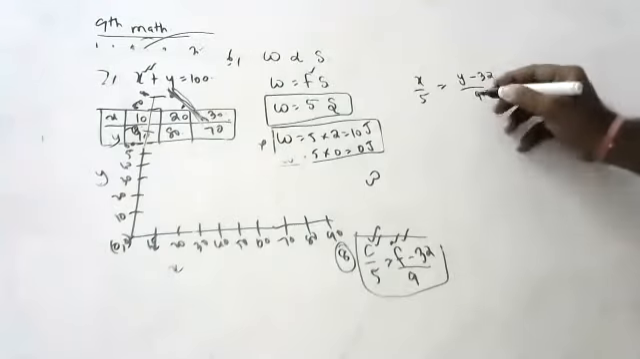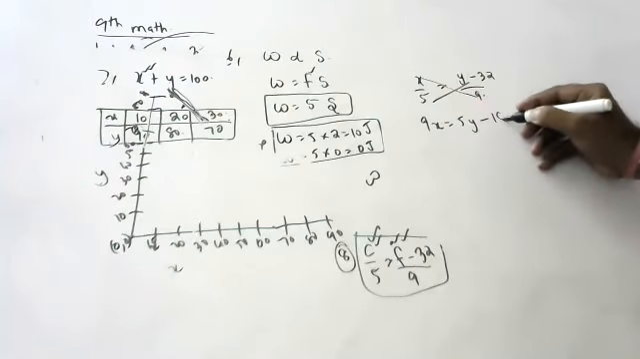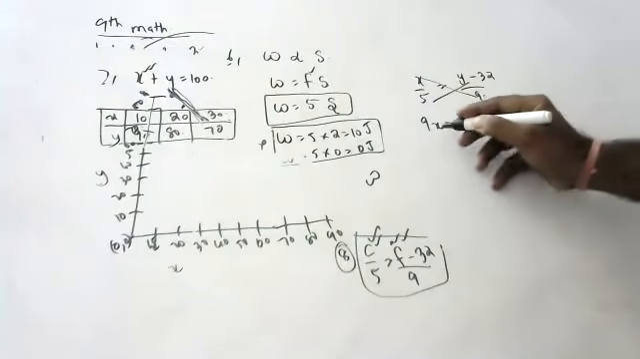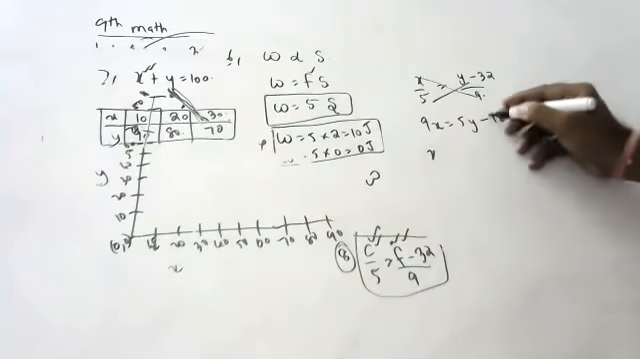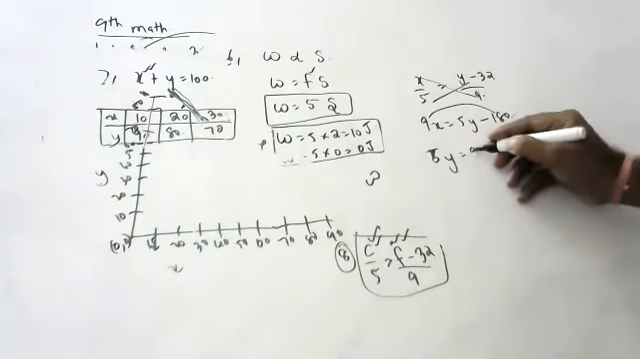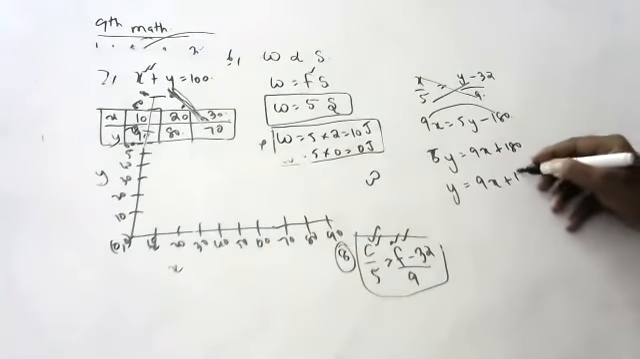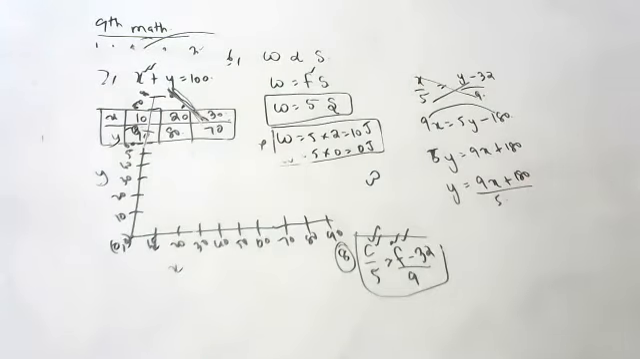What is the question? I don't know. Okay, like this. 9x is equal to 5y minus 180. Okay, children? So bring this here, children. 5y is equal to 9x plus 180. Y is equal to 9x plus 180 by 5. Okay, children? Now we have to draw the graph, children.